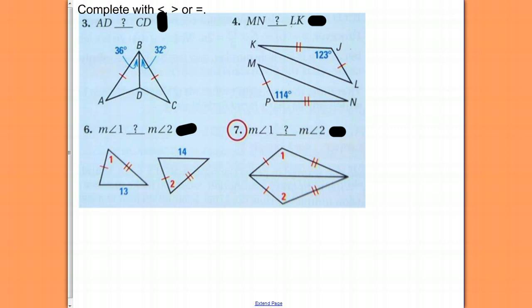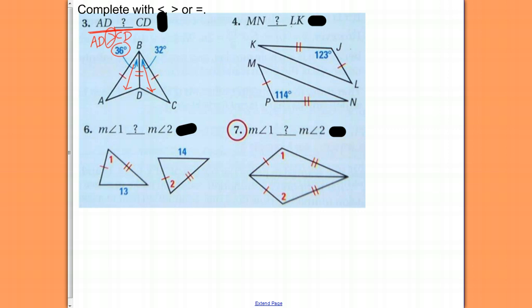But again, what we need is those two pairs of sides that are congruent. So looking at question number 3, we have the two sides that are given, but they're also sharing a side. So now we're looking at the 36 degree angle and the 32 degree angle. It's the angles between the pairs of congruent sides. So the question is, AD, is it less than, greater than, or equal to side CD? 36 degrees is more than the 32, so that side opposite it should be longer than the side opposite the 32 degree angle. So that means AD is greater than CD. So that's our answer, greater than.